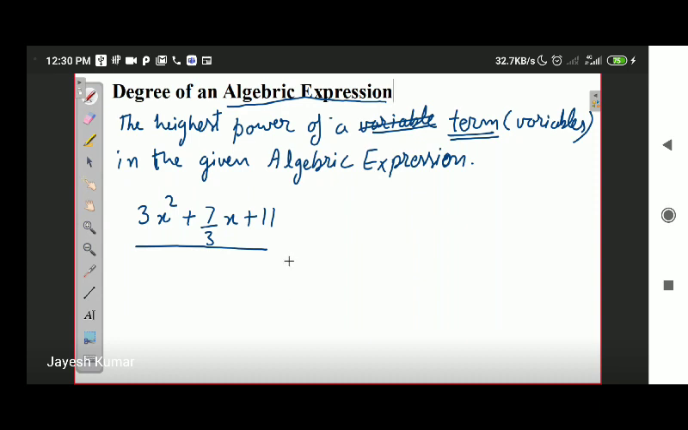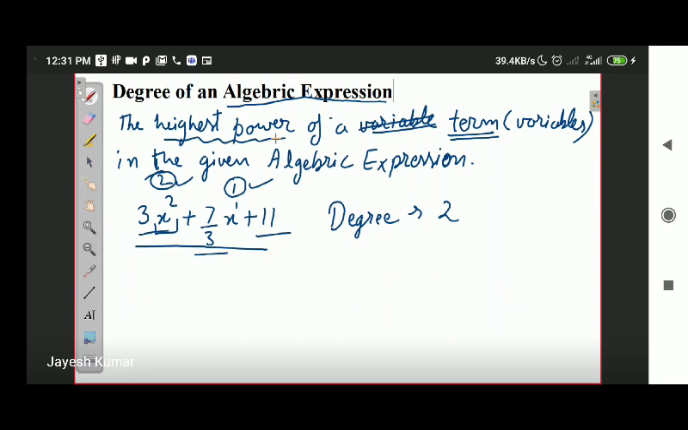What is the highest power of x? For the last term, 11, there is no x, so no power of x. For the middle term, 7 upon 3x, since nothing is written with x, the power will be 1. And for the first term it is 3x square. So the degree of this polynomial will be 2, because there are two powers of x, one is 2 and one is 1. Degree is the highest power of the variable.